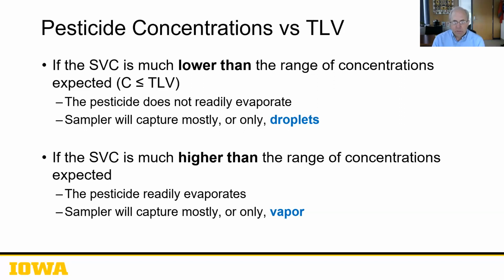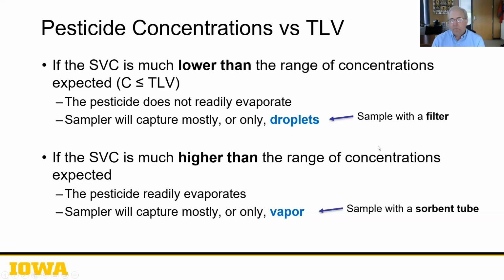So now your choices of a sampling device: well, just collect the droplets on an absorbent filter of some sort and send them off to the lab for analysis. You don't need to worry about the vapor at all. If you have only vapor, well, you can sample with a sorbent tube and not worry about trying to collect the actual physical droplet itself, and have a really good understanding of, again, the exposure concentration to the worker.